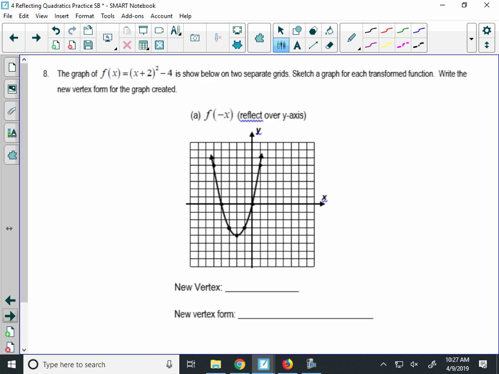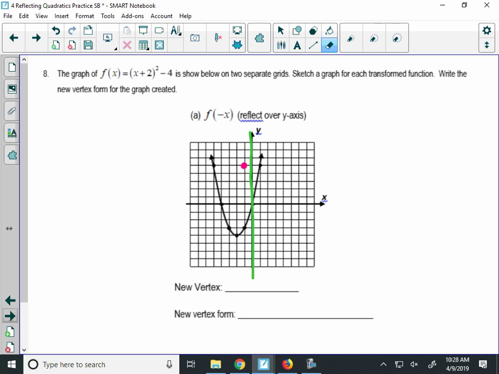Alright, number 8. This is similar to the last 2 problems on your notes. We're given an equation. That's the equation of the parabola that's already graphed for you. Vertex at -2, -4. We are going to reflect that parabola over the y-axis, which is this vertical axis here, and then we're going to write the new equation. So to start, you take each point and reflect them over the green line. So since this pink point is 1 to the right, I'm going to move it 1 to the left.